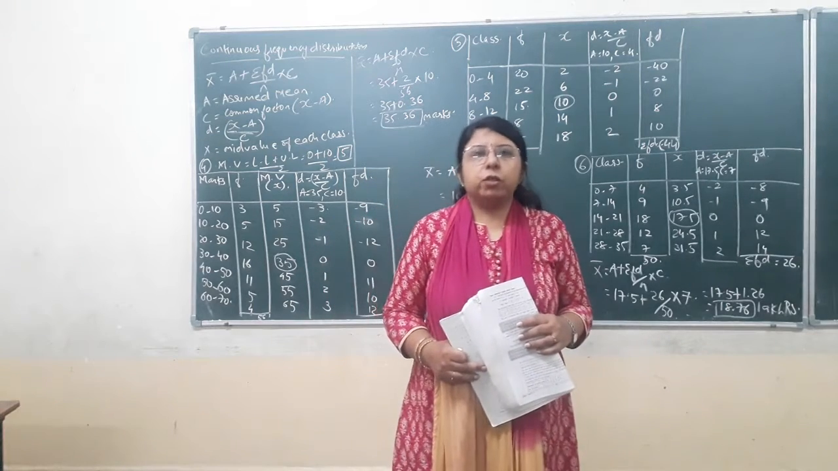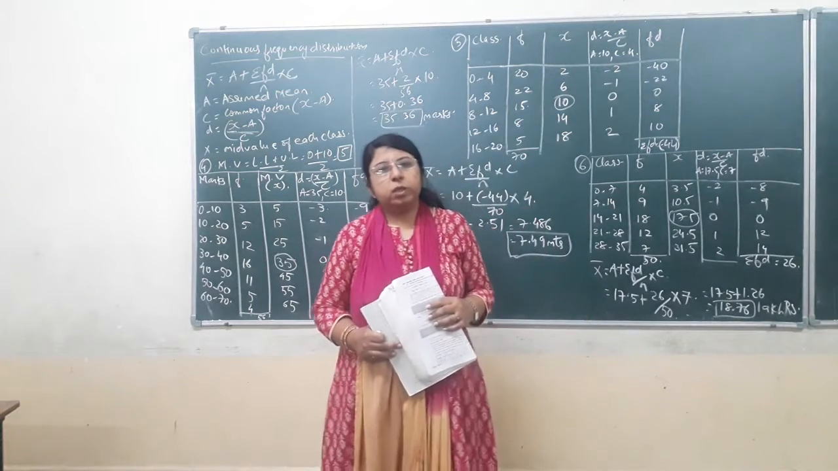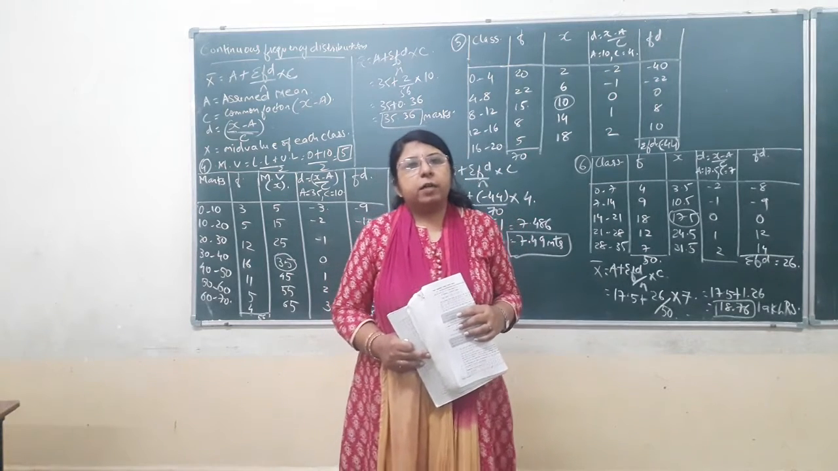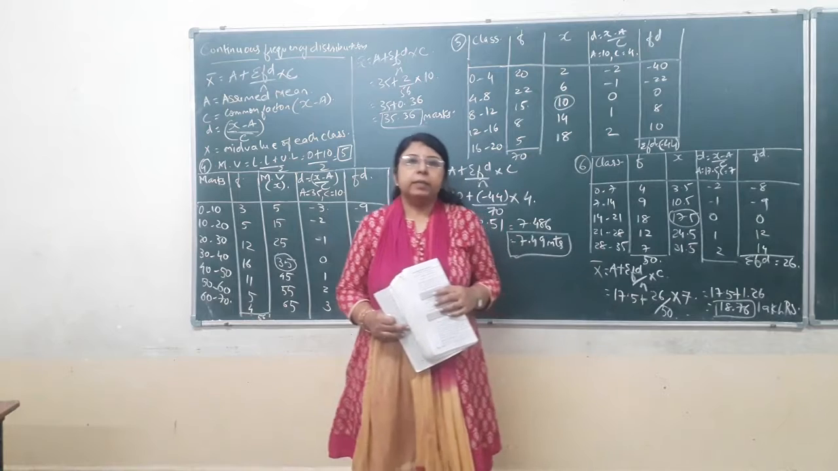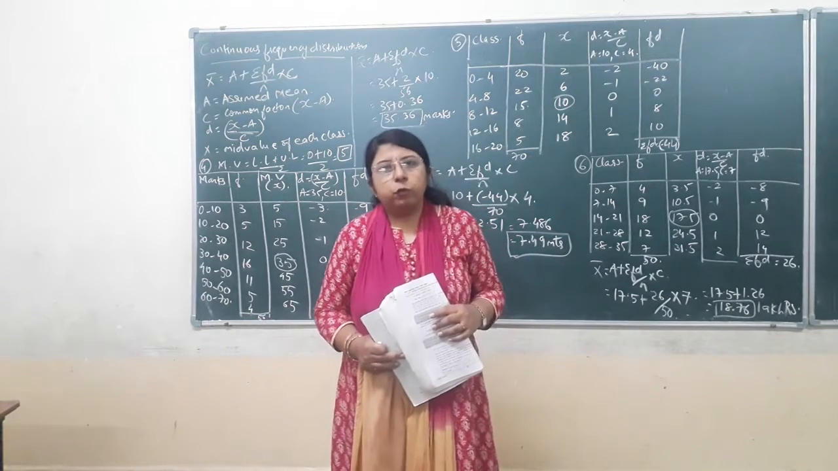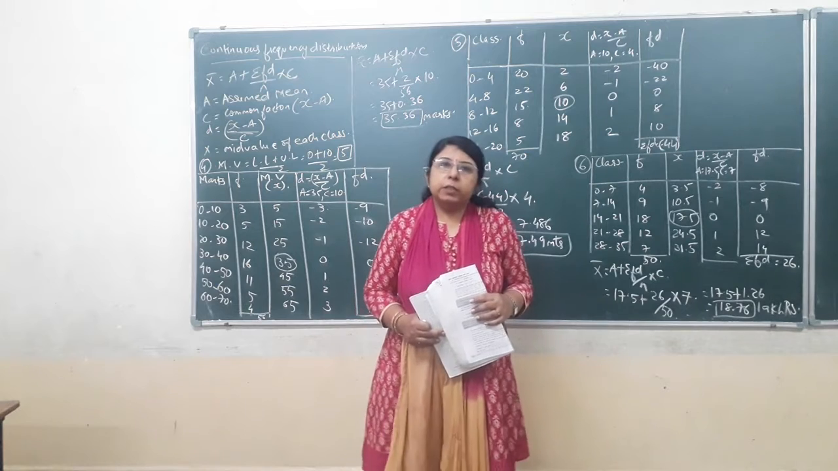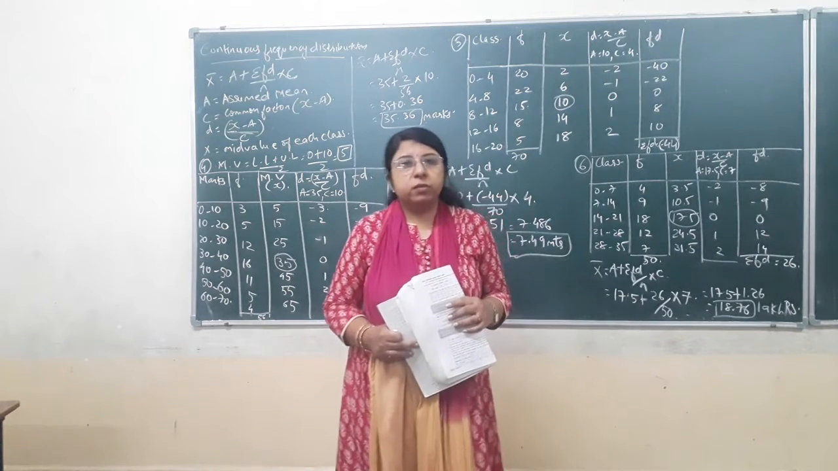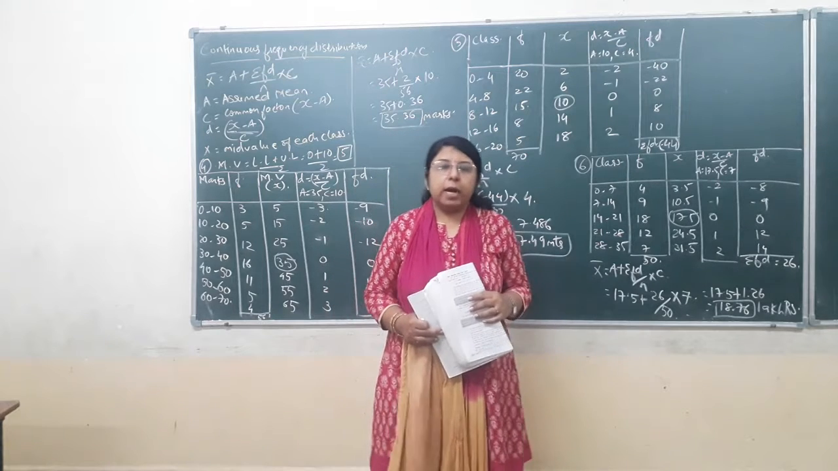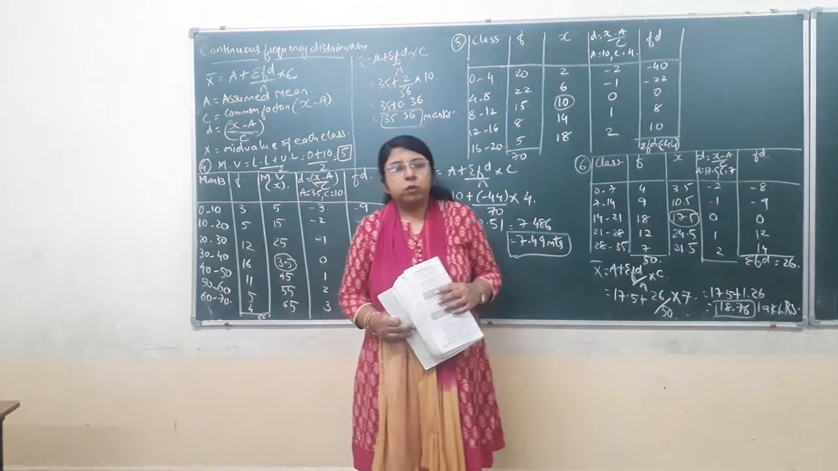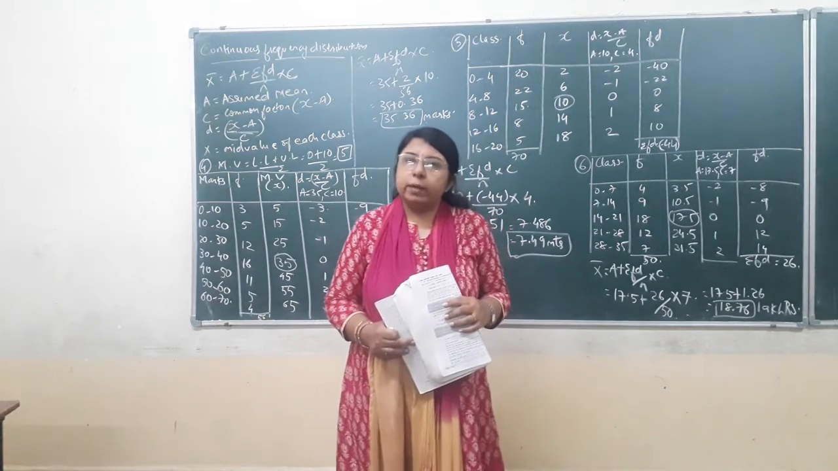In the last video lecture, I had started chapter number 3, that is measures of central tendency. In that, I had started the first topic, that is arithmetic mean. I had explained a few of the formulas related to ungrouped data and grouped data, that is discrete frequency distribution, and the practical sums related to that, from exercise 3.1, question number 1, 2 and 3.